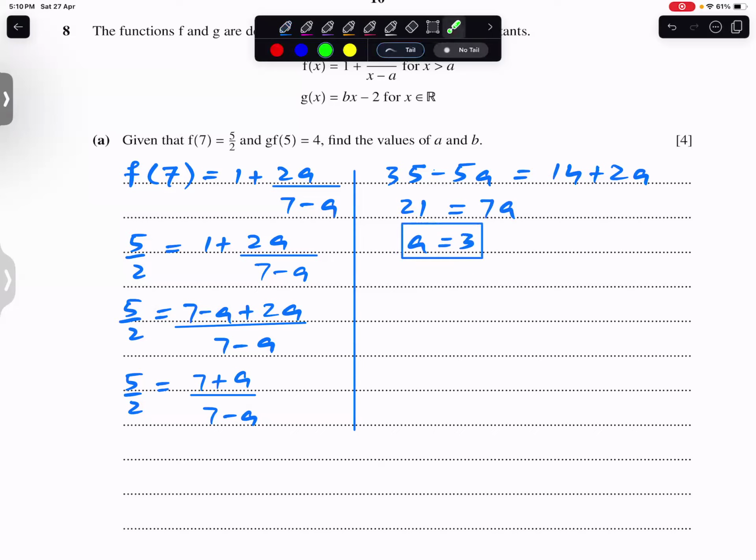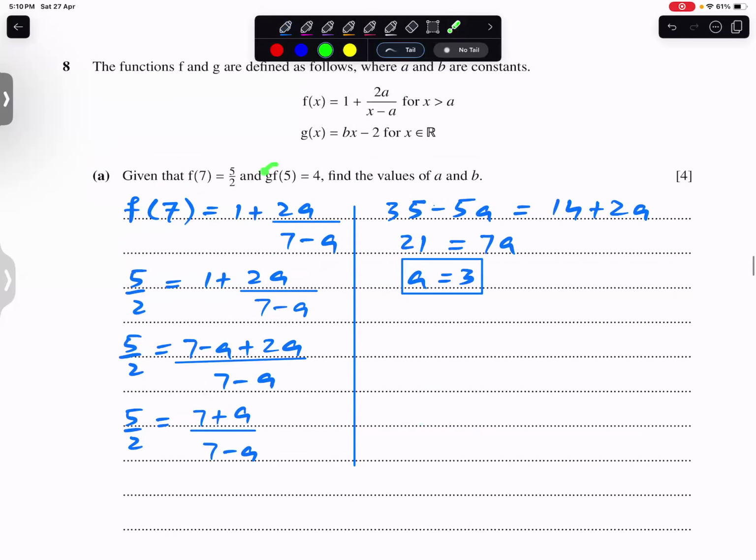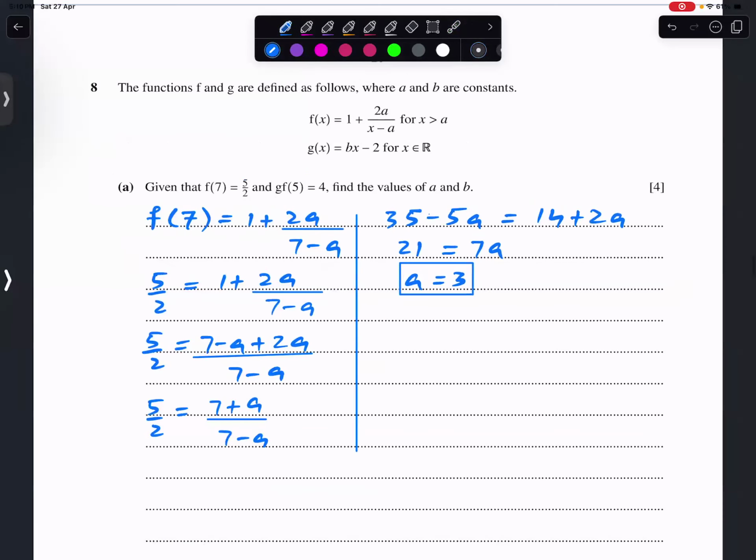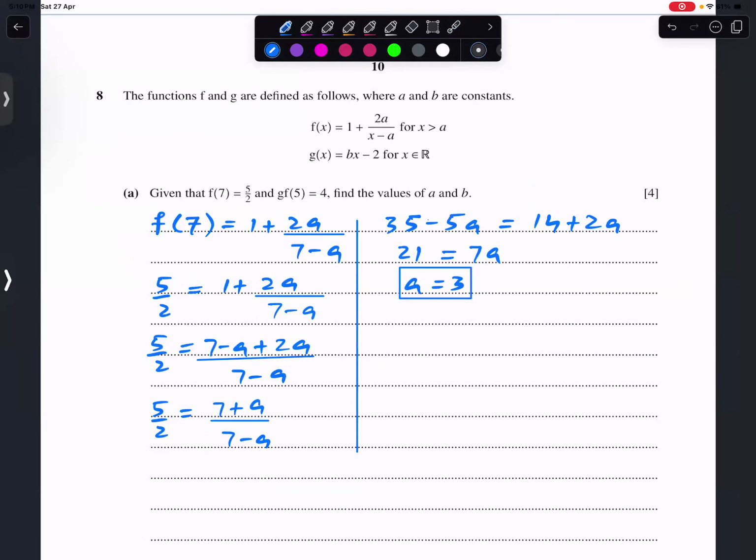Okay. Now, GF at 5 is 4. So let's find the composite function g of f first. What is GF? GF means you will put f, the next function, into the previous one. In order to find the composition of functions, how will you find GF of x? You will put f in the previous function.